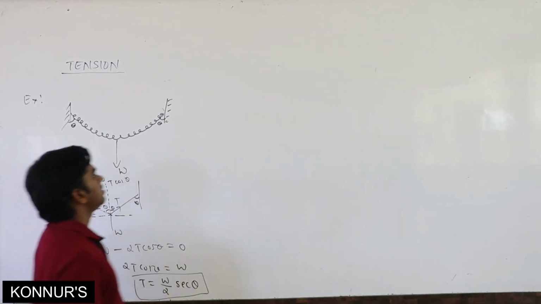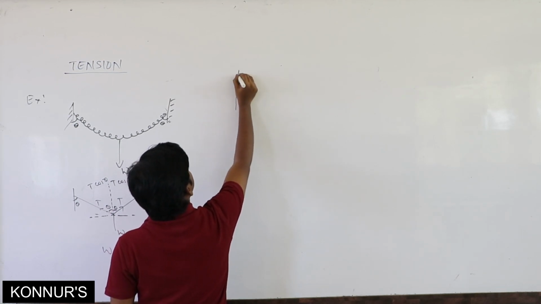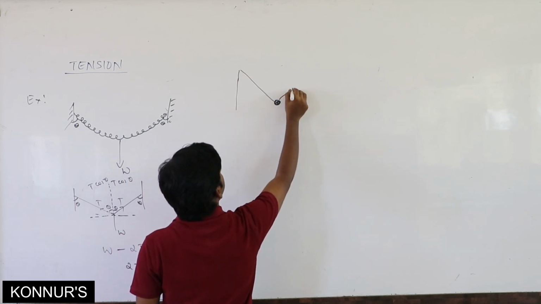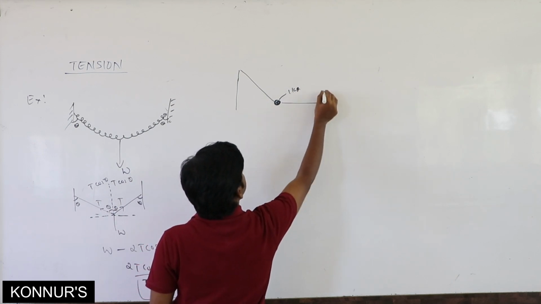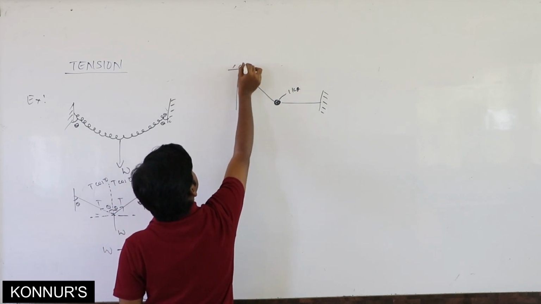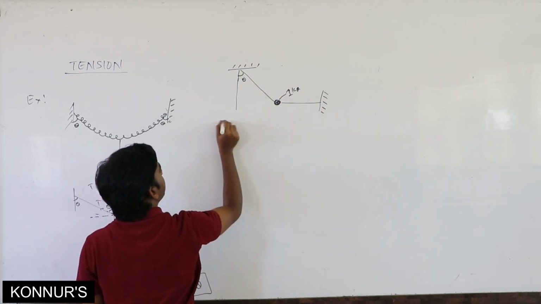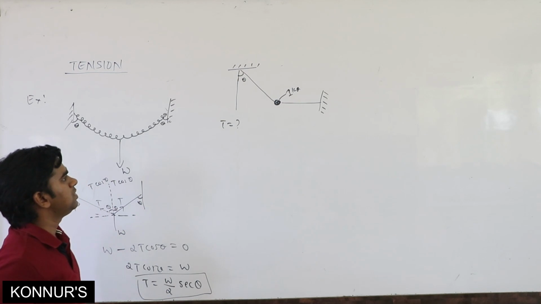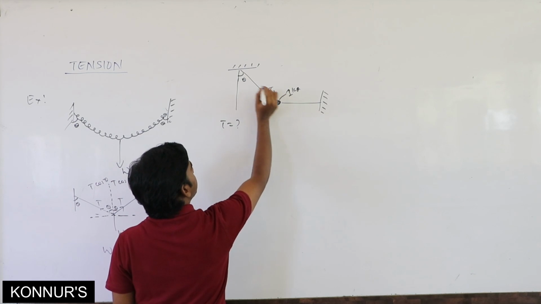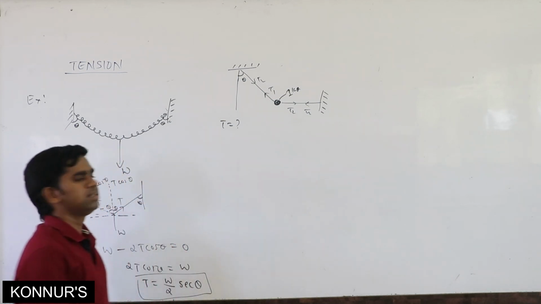Or if a string is connected like this to a rigid support, and a ball is connected here which has 1 kg mass, and another string is connected in this direction, it is making some angle theta here. So its mass is 1 kg. If we want to find T now, how can we do this? Here is tension T1, and here tension T2. We have to find both T1 and T2.